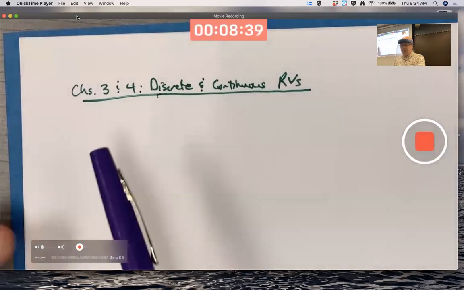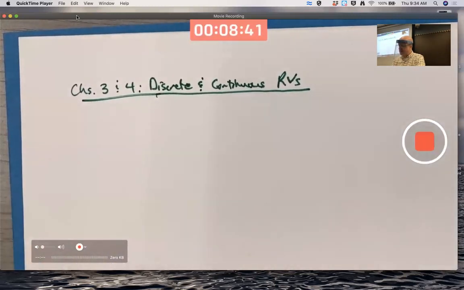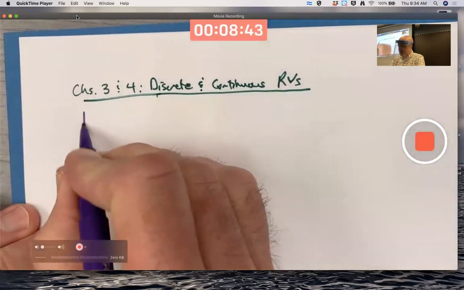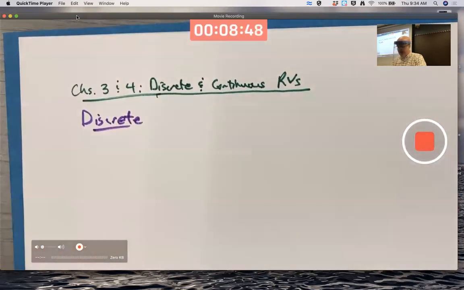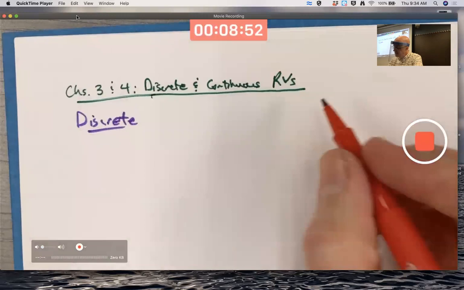So maybe I'll have like two columns here, one for discrete and one for continuous. So we'll have the discrete stuff over here. Maybe different colors too, discrete and continuous.